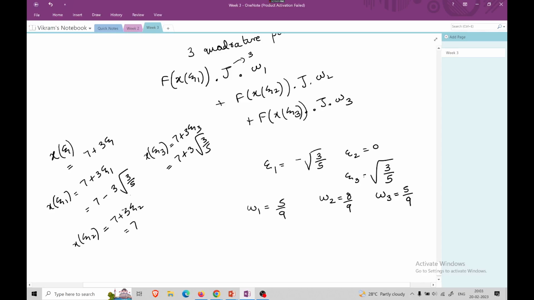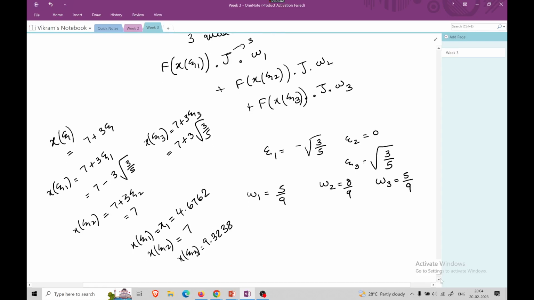So we will calculate x of eta 1. This is x1. It comes out to be 4.6762. Similarly, x of eta 2 is 7. x of eta 3, you can get 9.3238.